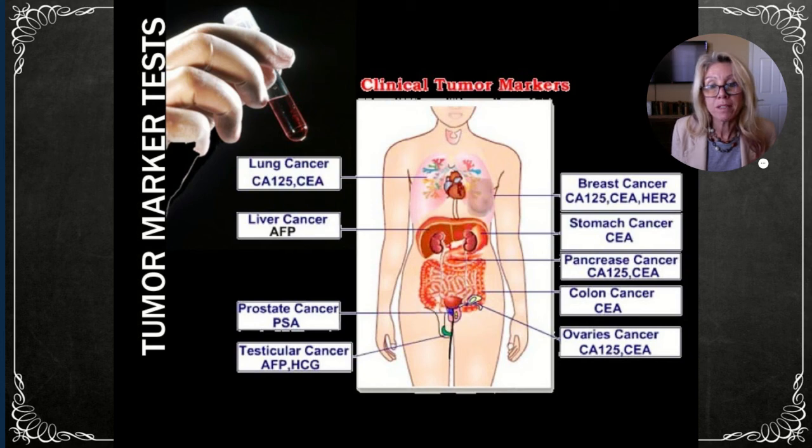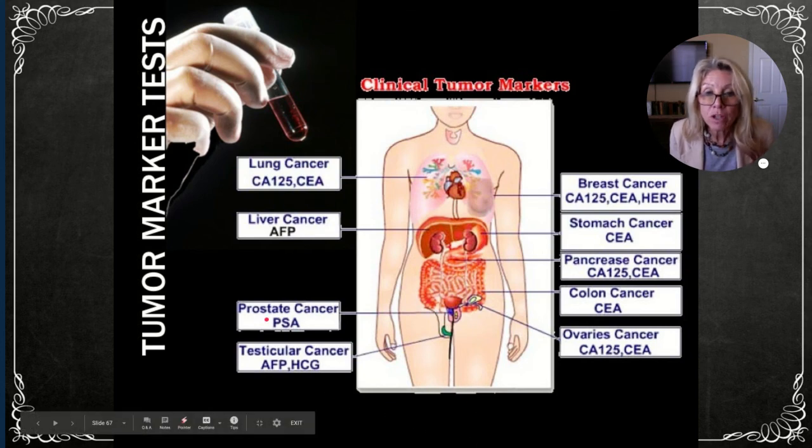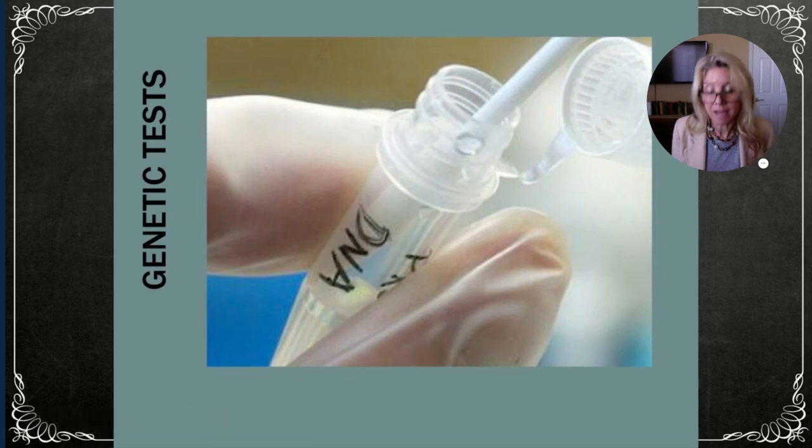So tumor marker tests, blood. For example, they check for PSA for prostate cancer. Okay, that would be in males. You can have genetic tests for colon, bladder, breast, thyroid, or melanomas. There are genetic tests to see if maybe you have inherited that.